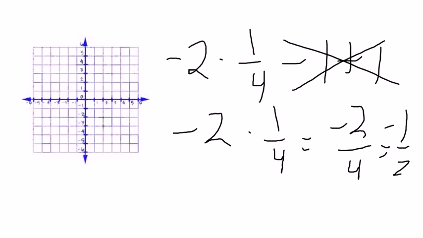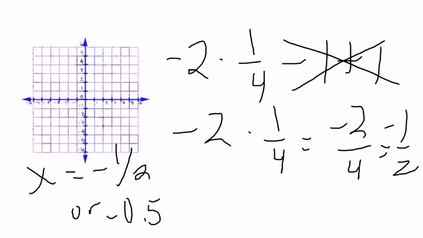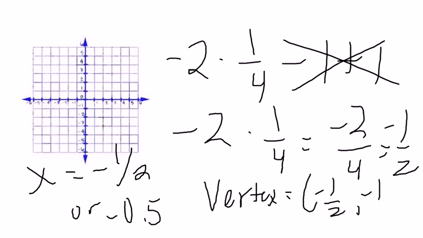So our line of symmetry was x equals negative 1/2 or negative 0.5. And our vertex is going to be negative 1/2, negative 1/2. So the correct answer here is B. All right.